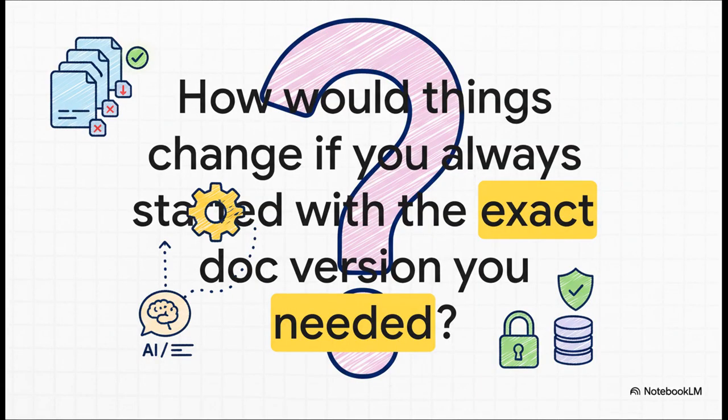So I want to leave you with this question. Just take a second and think about it. How would your projects, your speed, maybe even just your day-to-day frustration levels, how would all of that change if you could always trust that every single AI prompt you write is grounded in the precise, correct documentation you need? It's a really powerful idea, and honestly, it's one that might just reshape how we all code.